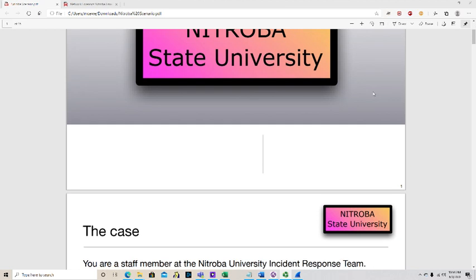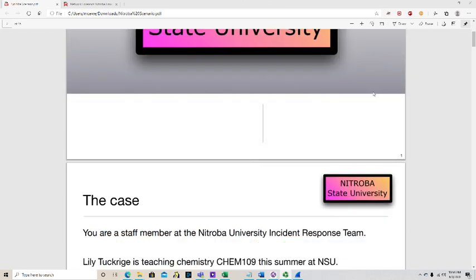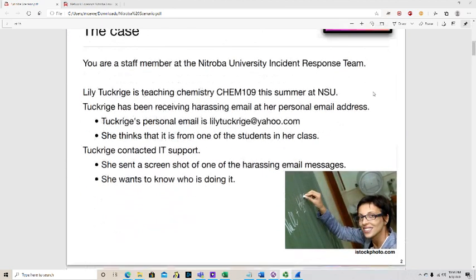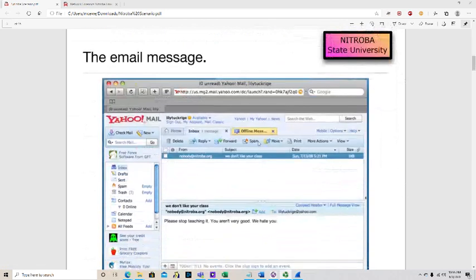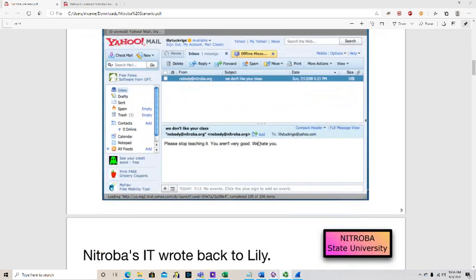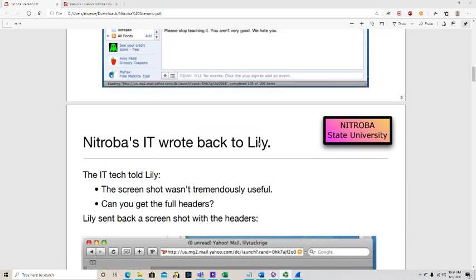The scenario is that you're a staff member at the NITROBA University Incident Response Team. A teacher at this institution has identified that they are getting harassed at their personal email address, and they think it's one of their students in their class, and they've contacted you to try and find out who it is and what can be done about it.